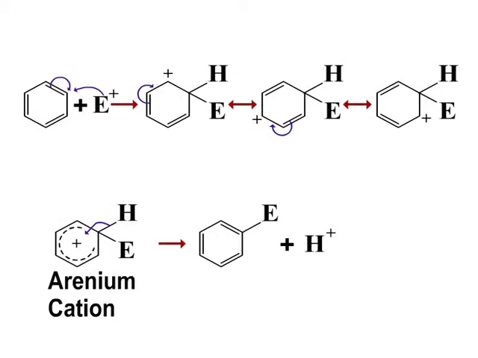To sum up, we can show the reaction of benzene with an electrophile and the delocalization of electrons as shown on the screen. All three structures can be represented by an arenium cation, which further loses a hydrogen ion to form a substitution product.